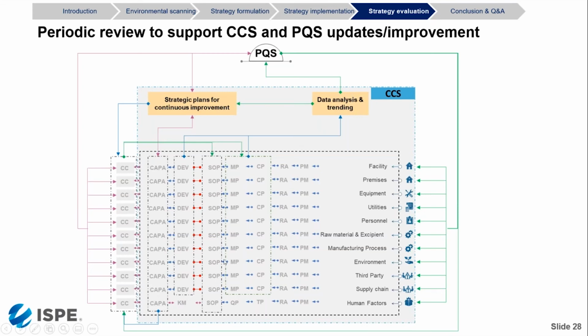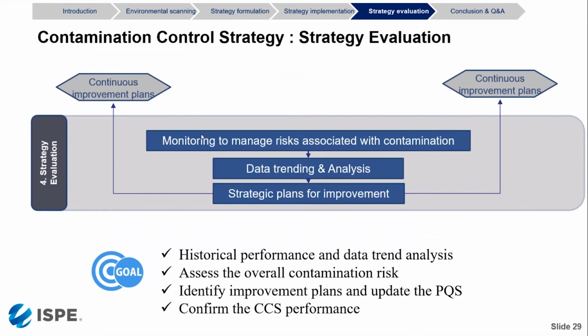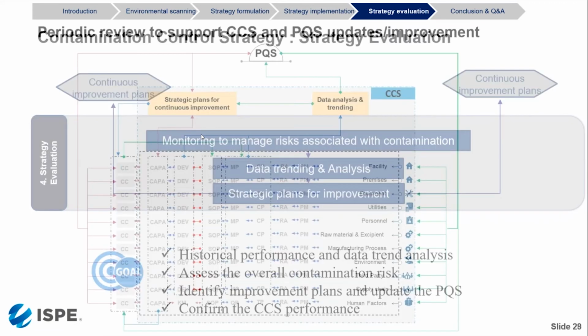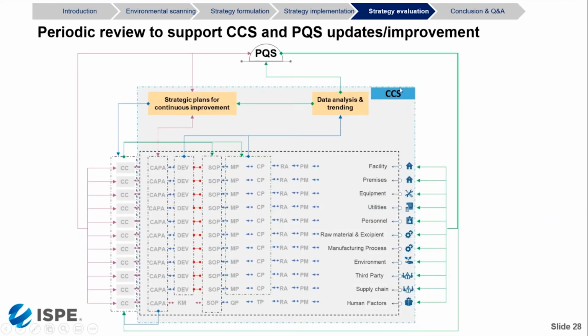And voilà, like you can see, it's a life cycle loop, and it's all turning around the PQS, not the CCS. It's all turning around the PQS. The CCS is here to support the PQS, and it's just here to have an overall understanding of the risk of contamination through the different elements of your PQS, so facility, premises, etc. Okay.